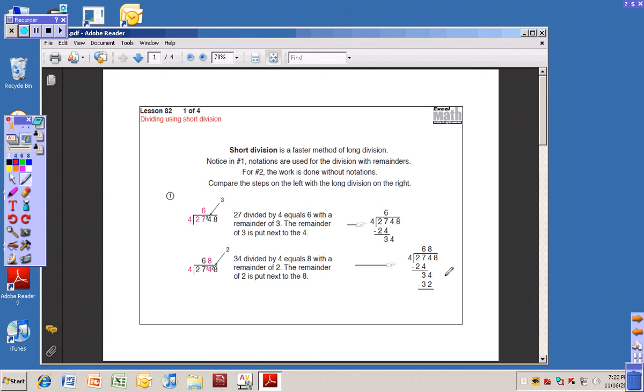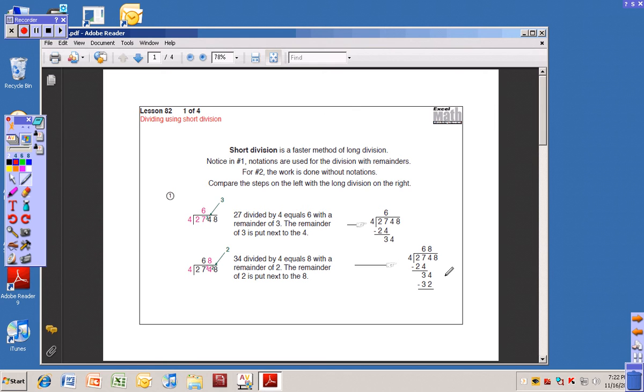So here we're going to be doing Excel lesson 6th grade, lesson 82, and this lesson is on the shortcut for division, a short division method. It says here that short division is a faster method of long division. Notice that in number 1, notations are used for the division with remainders.